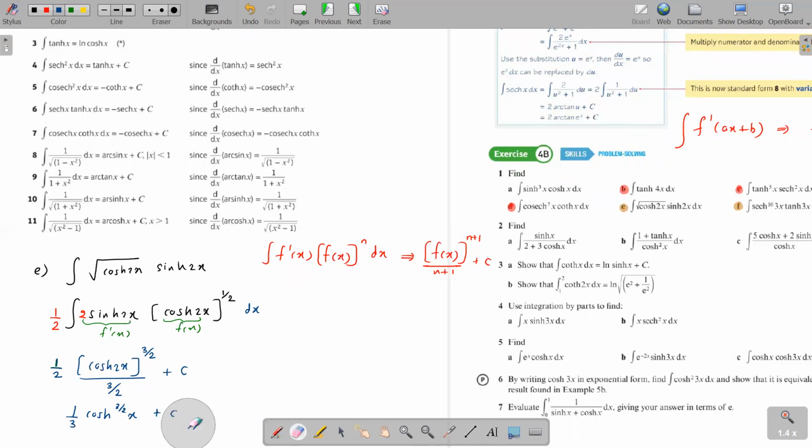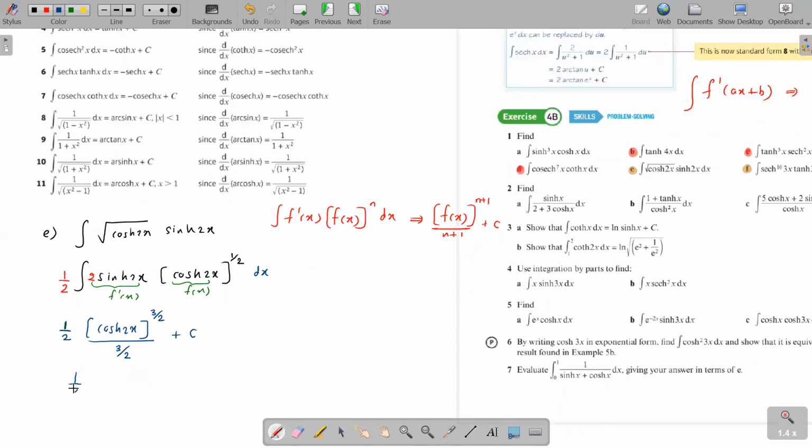So half divided by 3 over 2. The 2 and 2 cancel, and I end up getting 1 over 3. Sorry, cos 2x. Let me write it in a better way: 1 over 3 cos 2x to the power 3 over 2 plus c. Sorry, it's 1 over 3. The half, 1 over 2, and 3 over 2 divide, and you get half divided by 3 over 2 is 1 over 3. Okay. Then move on to part F.